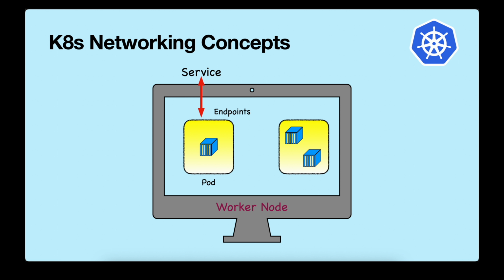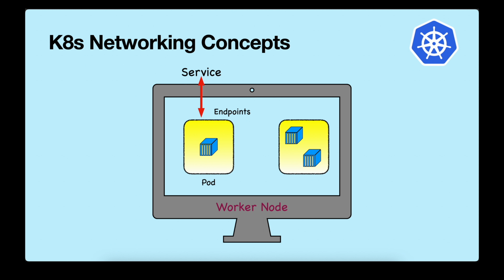Services provide a logical abstraction for a group of pods, and endpoints are the actual network addresses of pods that can be reached by services. So whenever you create a service, Kubernetes creates an endpoint object with the same name as the service and lists all the endpoints of the pod. As the pod's IP address keeps on changing, these endpoints also keep on changing.